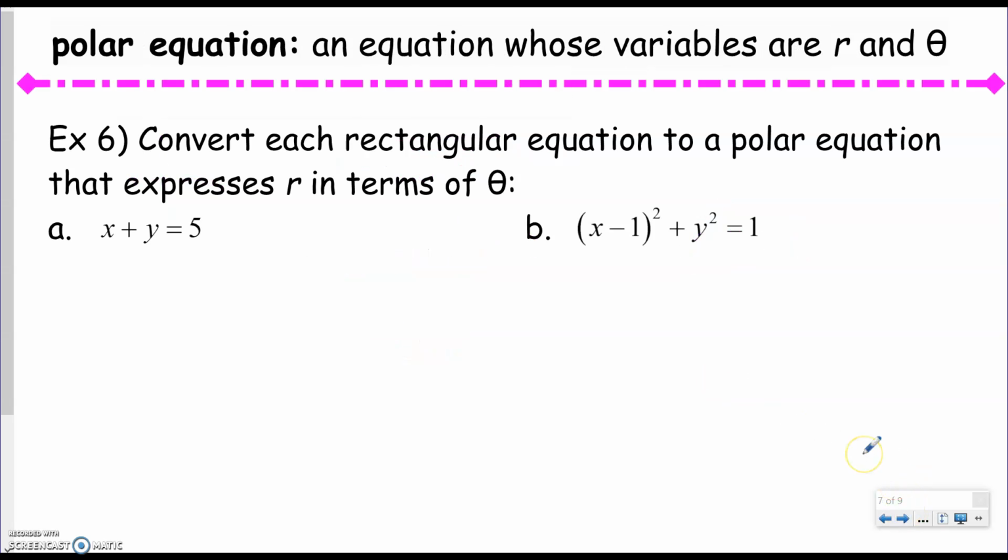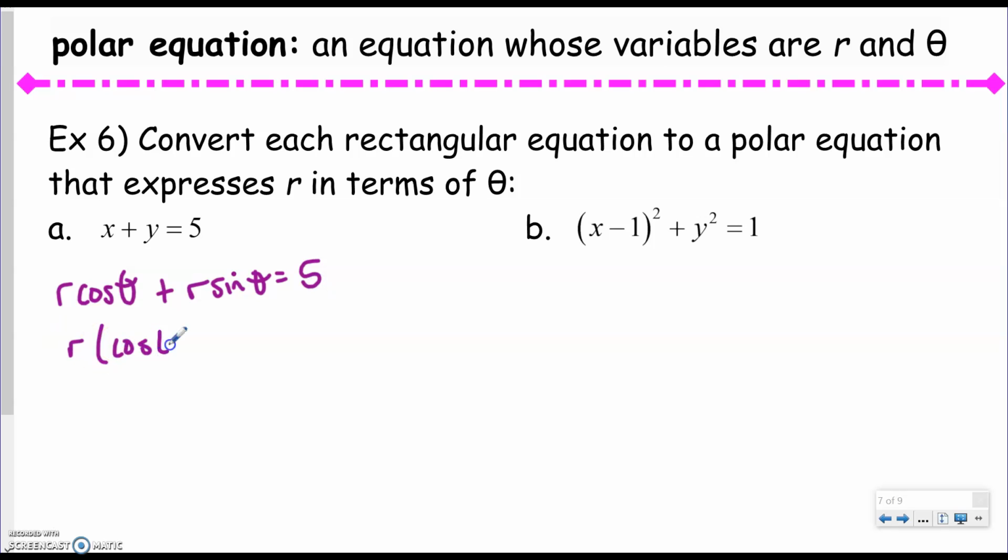Okay, next we are going to talk about polar equations, and a polar equation is an equation whose variables are r and theta. So we're going to convert these rectangular equations to polar equations by plugging in what we know. So remember, x is the same as r cosine of theta, and y is the same as r sine of theta. I'm going to go ahead and factor out an r.